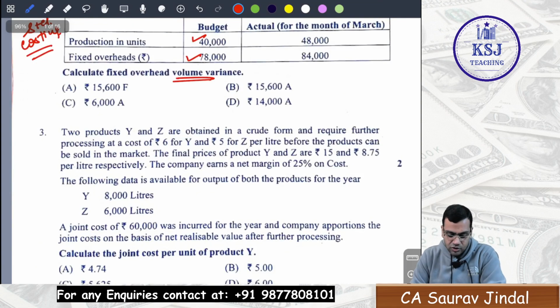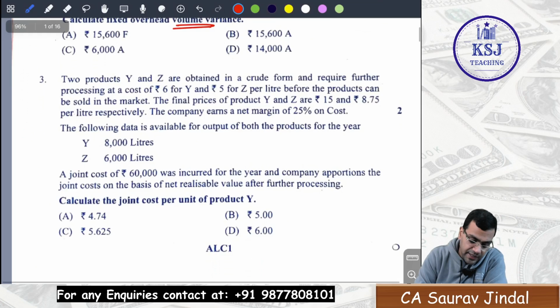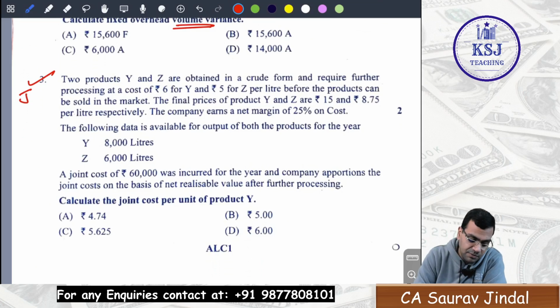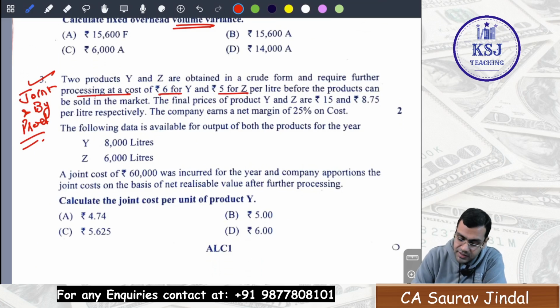Now, the next one, two-product section Y. This is on joint and by-product costing, net realizable value. In the 1.5 day strategy video, I told you that NRV is important. So this is joint and by-product. In this, the further processing cost is given to you, 6 and 5 for the two products. The final sales value is given to you. 25% on cost, net margin not relevant as such. The number of units and the joint cost are given.